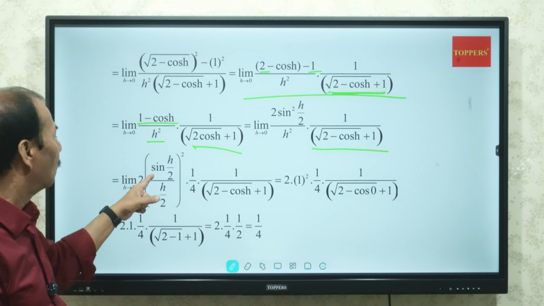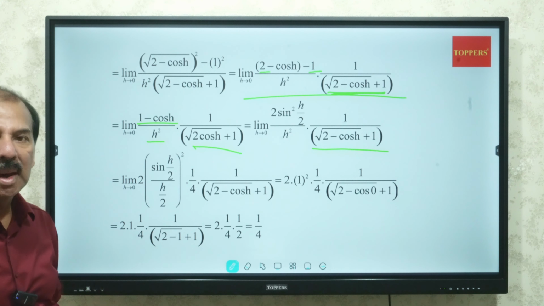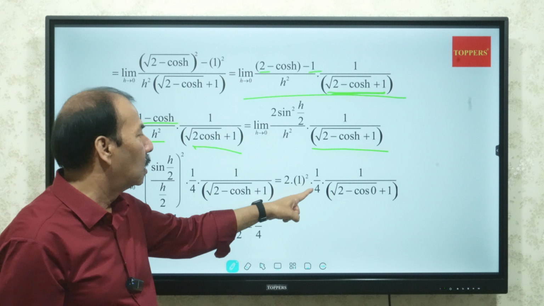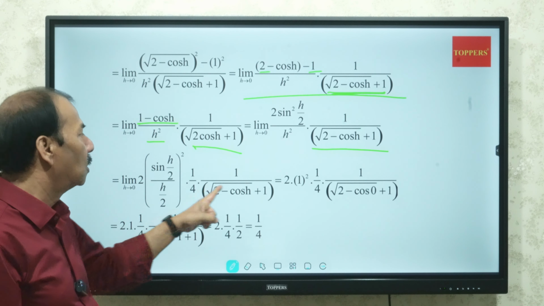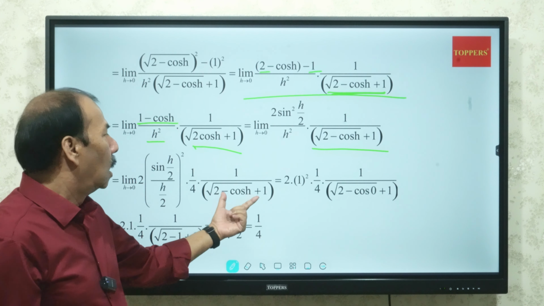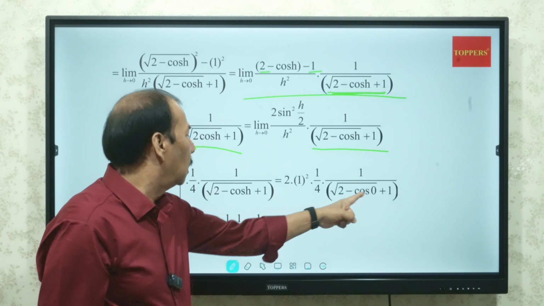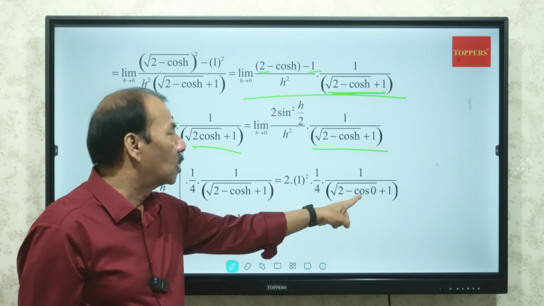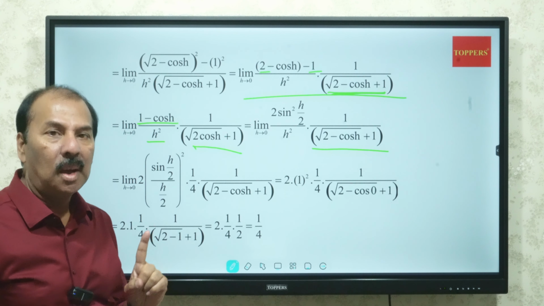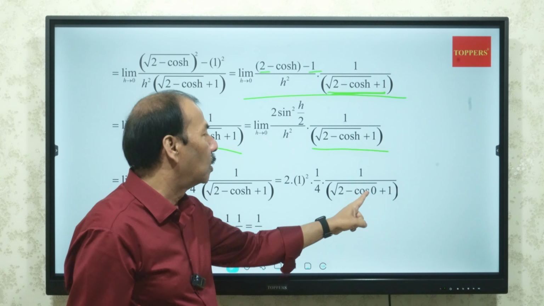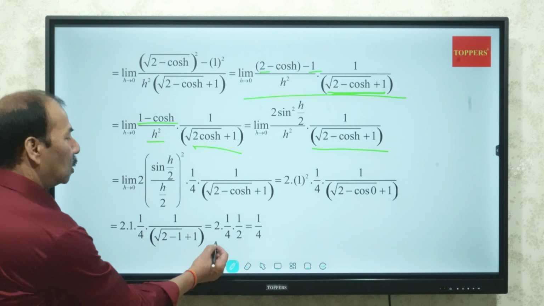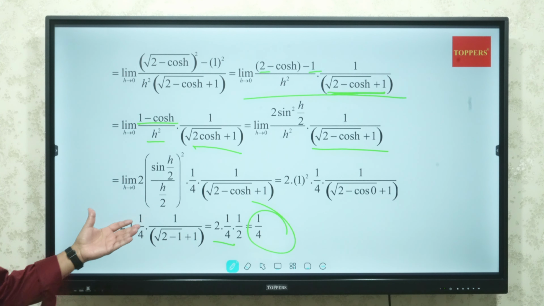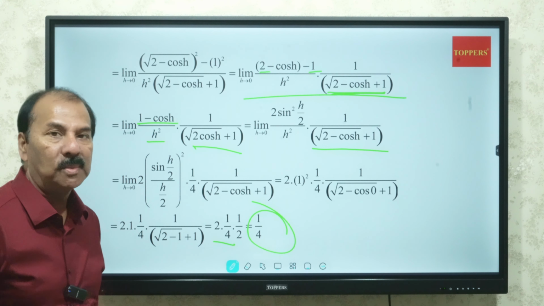Now putting sine theta upon theta, which is 1 when theta tends to 0, this part becomes 1, this is 1 by 4, and already 2 is here. Then 2 minus cos h, h is 0, so it is cos 0, which is 1, so 2 minus 1 is 1, 1 plus 1 is 2, as you can see here. Finally it is 1 by 4. So the limiting value of this function is equal to 1 by 4.